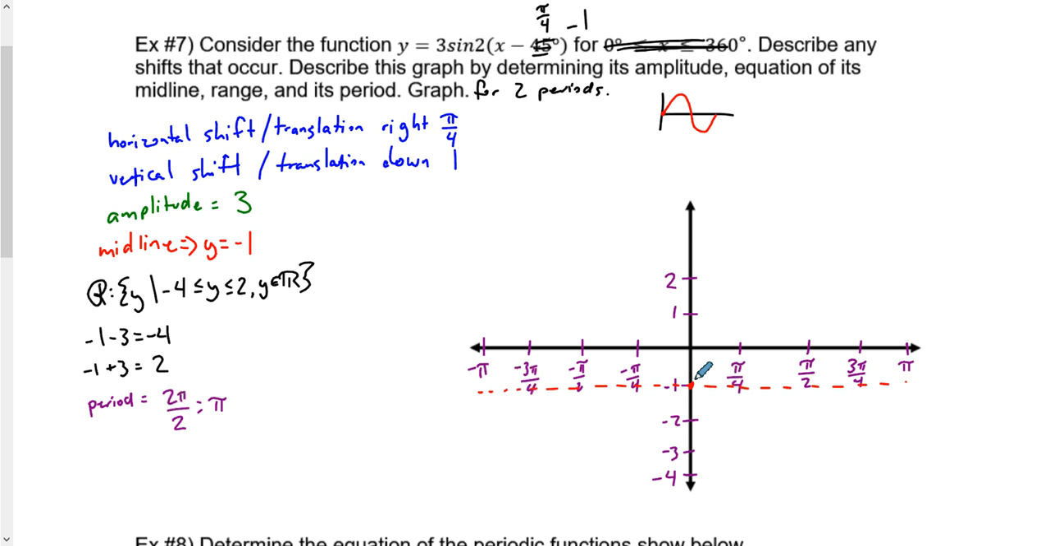But that's not it. It's also been moved right pi over 4. So that point is instead right there. From that point, we're going to have to do a sketch of a sine graph, which goes all the way up, down, and back up in the span of 1 pi for this one.